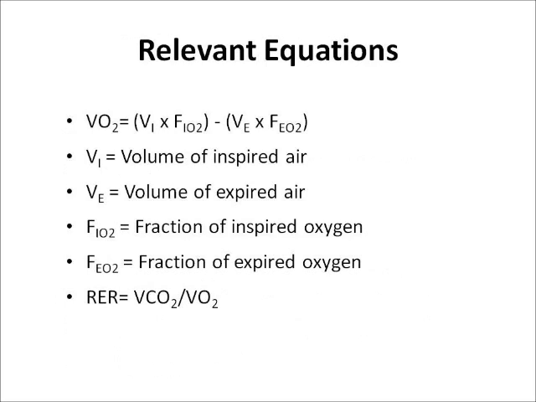Next one is relevant equations. VO2 equals VI times FiO2 minus VE times FeO2. And then it tells what each of those variables stand for. VI is volume of inspired air. The VE is volume of expired air. FiO2 is fraction of inspired oxygen. FeO2 is fraction of expired oxygen. And RER is VCO2 over VO2.